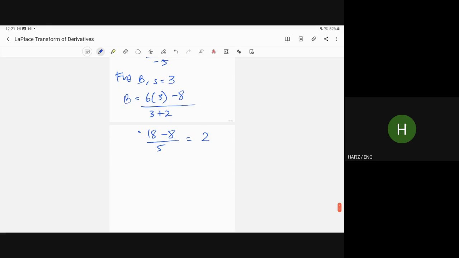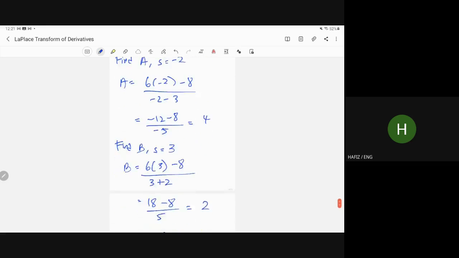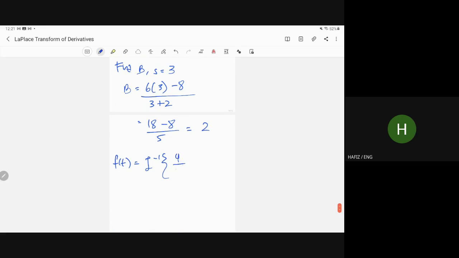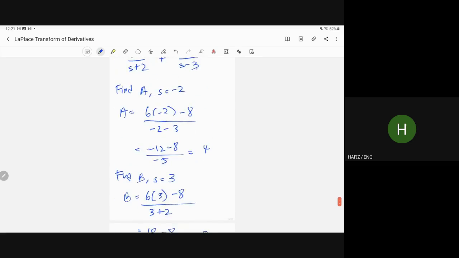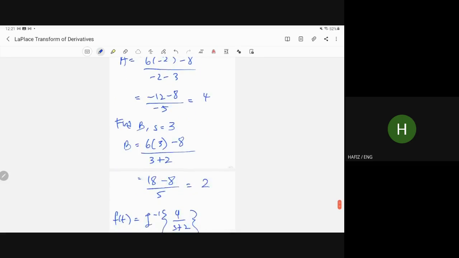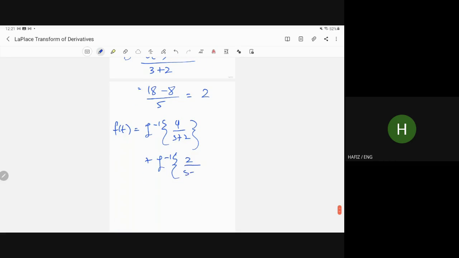So to find the answer f(t), we need to find the inverse Laplace of A over s plus 2 and inverse Laplace of B, just now is 2 over s minus 3. And this one is 4e^(-2t). This one is 2e^(3t).